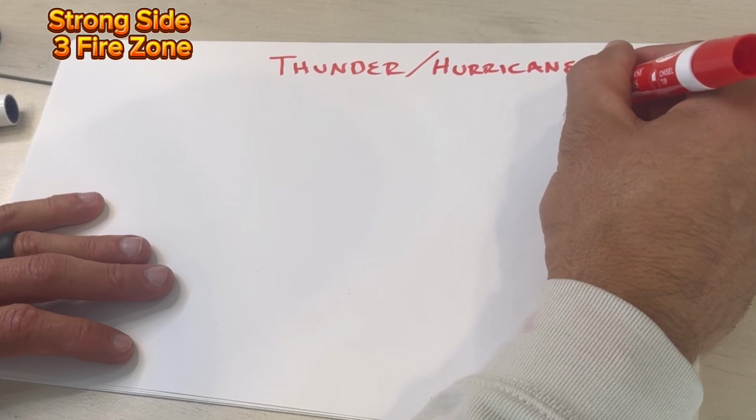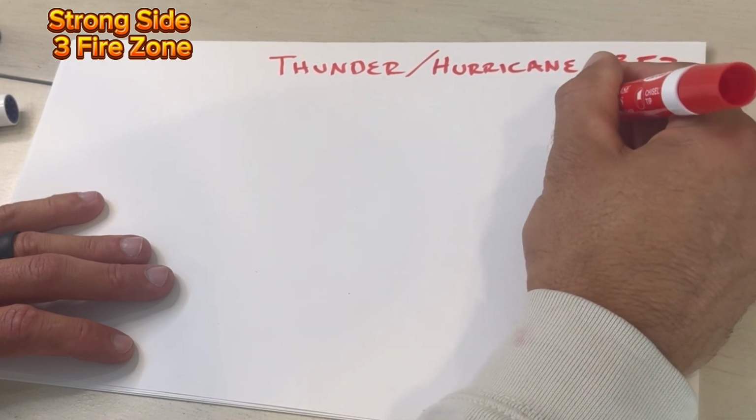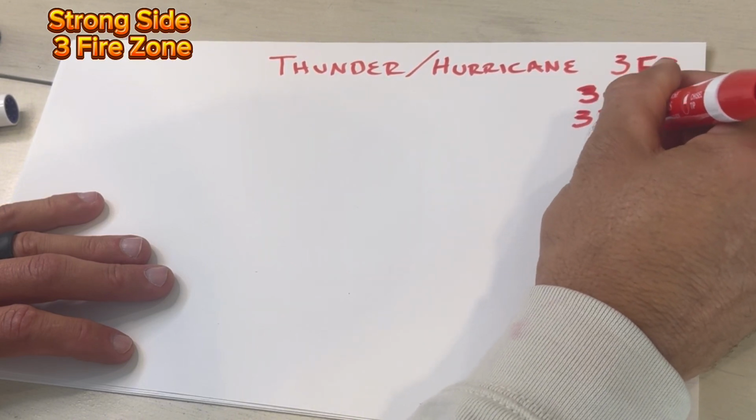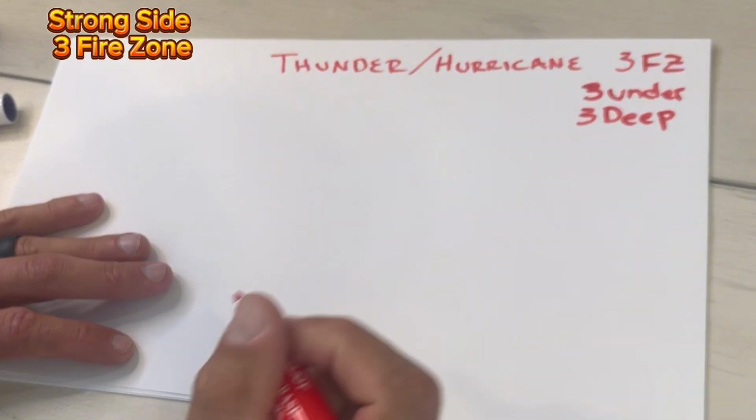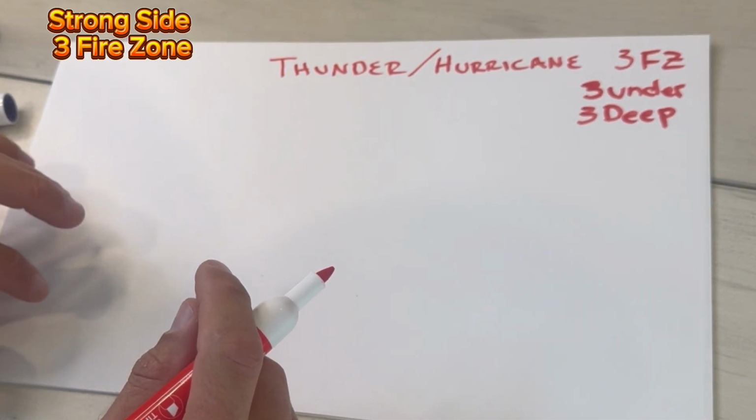So this is 3 under, 3 deep. So the back end will play exactly the same way. We'll just have a little bit more responsibility for the underneath defenders.